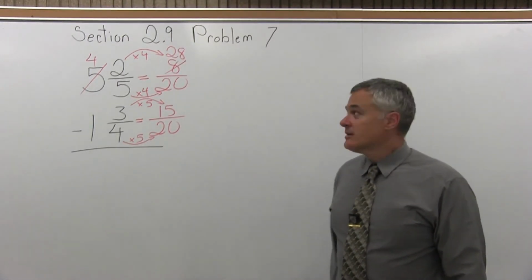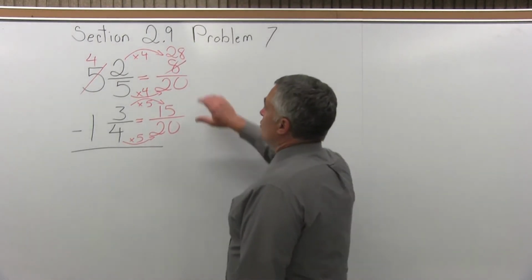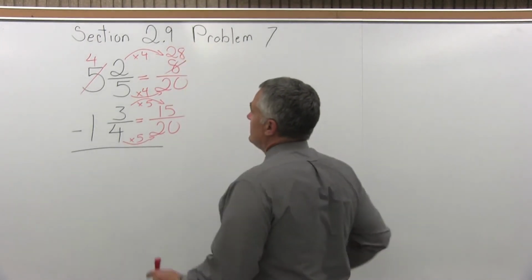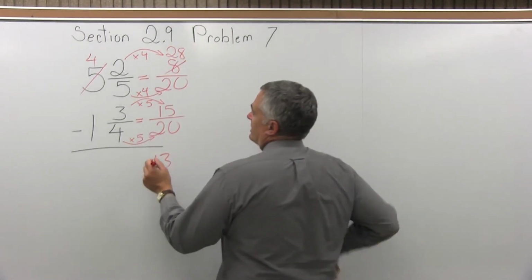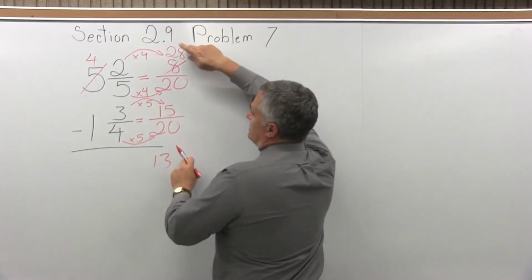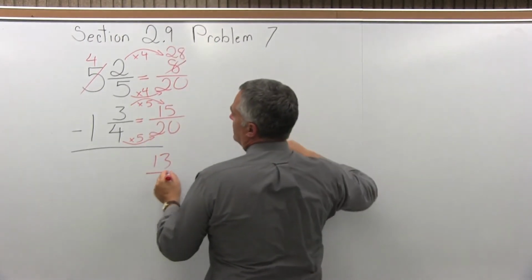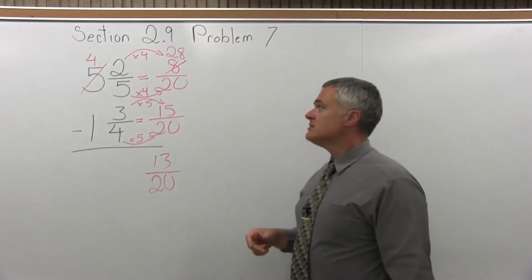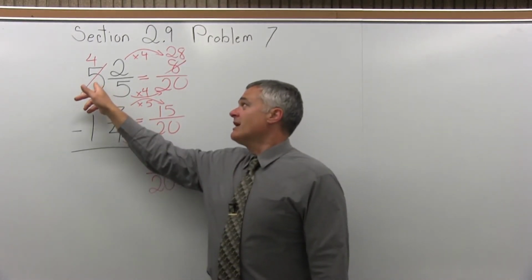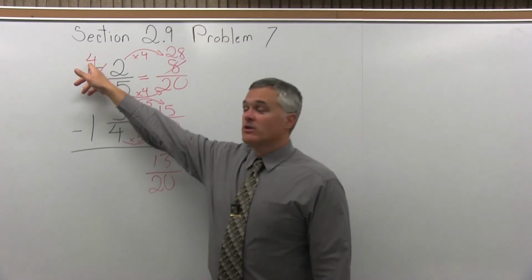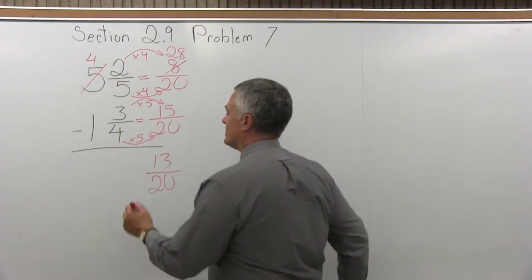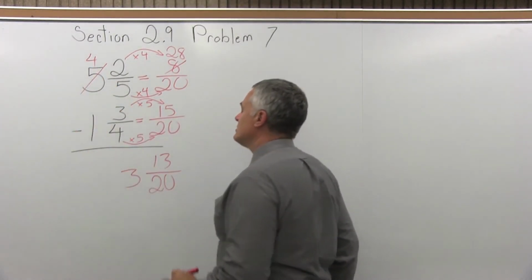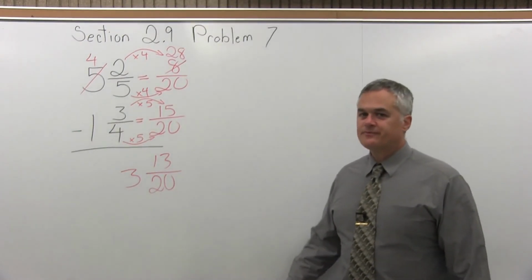Now I can subtract. 28 minus 15 would be 13. Right? 8 minus 5 is 3, 2 minus 1 is 1, 13, common denominator is 20. Now subtract the whole numbers. Remember, it's not a 5 anymore, I had to borrow, so now it's a 4. 4 minus 1 is 3. So the answer is 3 13/20.